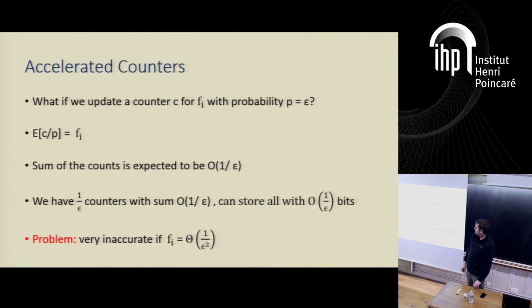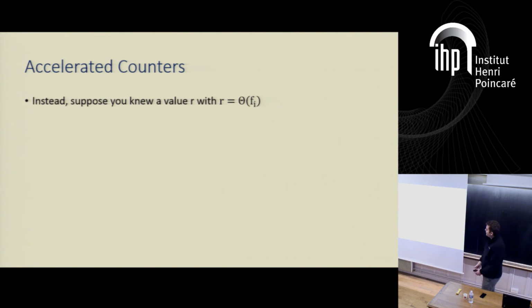So what can we do? When is this bad? It's bad when the frequency is large, because if the frequency is like 1 over epsilon squared, we want a 1 plus or minus epsilon relative error approximation, and there's no way you're going to get that by throwing away so many items. It's precisely bad when the frequency is large. So this motivates the following notion. Suppose we knew a value r in advance which was, up to a constant factor, equal to the frequency. Suppose we had some way of getting this.